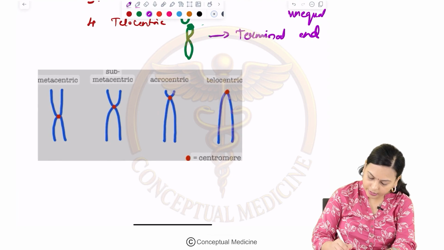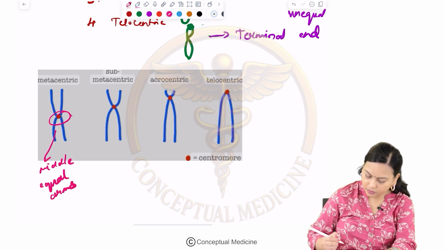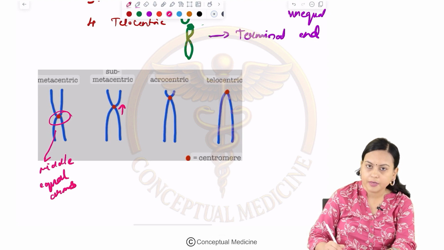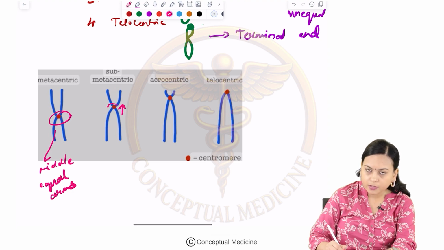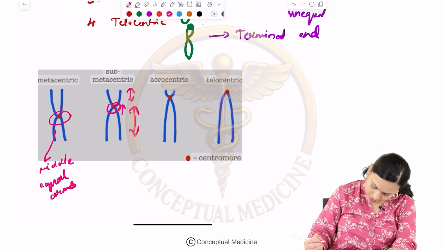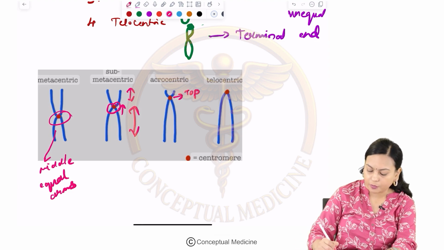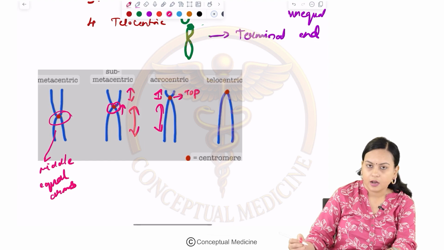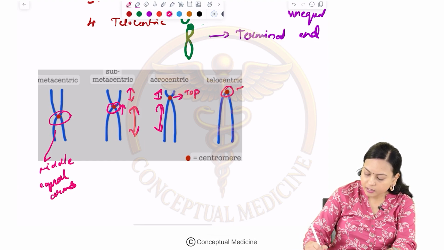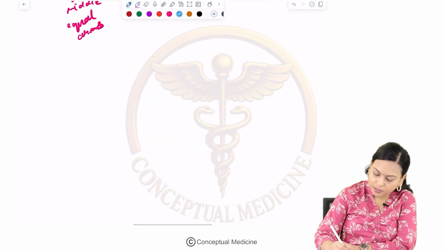See, metacentric, where the centromere is exactly at the middle and there are equal arms. In submetacentric, it is going a bit higher, so it is more towards one end and the chromosome is divided into 2 unequal arms. The next one is acrocentric. It is near the top of the chromosome. Again, we have 2 unequal arms. And in telocentric, it is at the terminal end of the chromosome. Okay.